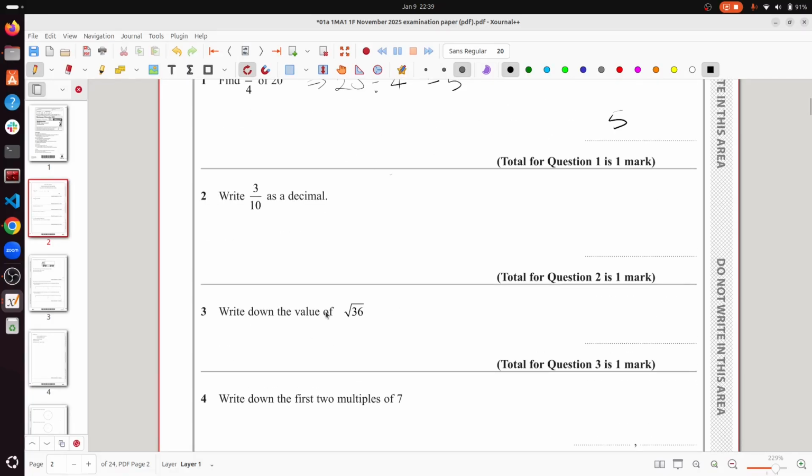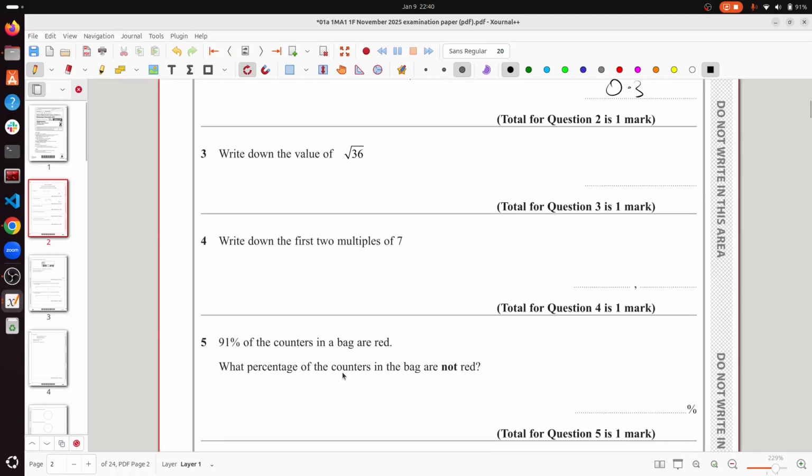The second question says write 3/10 as a decimal. So we're converting 3/10 to a decimal. That's straightforward as well. That should give me 0.3, that's 3 tenths, and you pick that up from your place values. So that's where you learn that from.